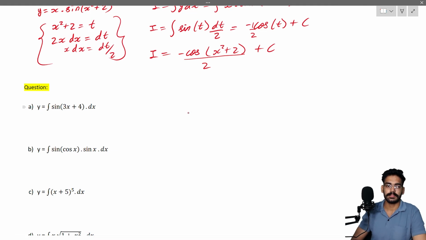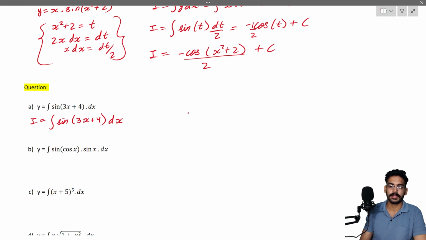Sine of 3x plus 4. In the standard functions we wrote in integration, we also wrote sine of ax plus b. So here we can use the substitution. First let's write down the integration of sine of 3x plus 4, where the factor 3 we can resolve easily. We will substitute 3x plus 4 as t. So what I got, dx is dt by 3, right? This is my substitution.